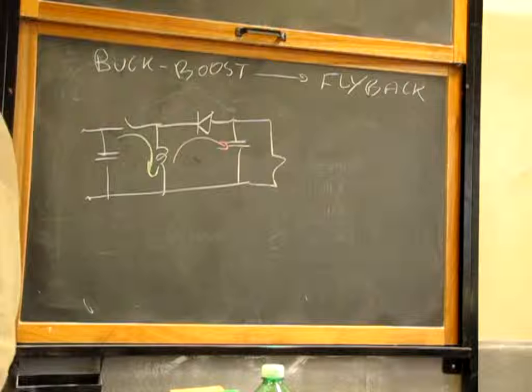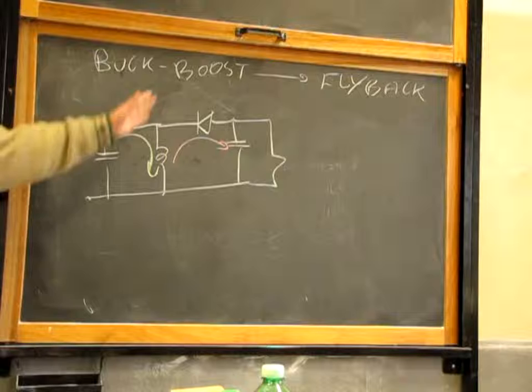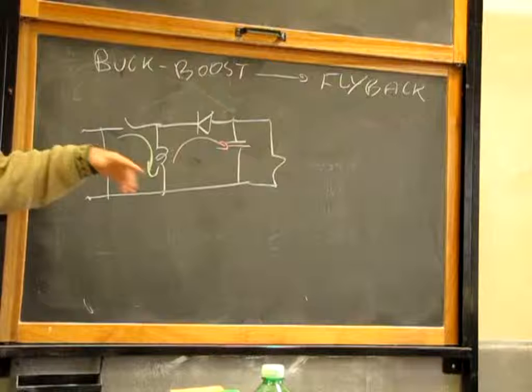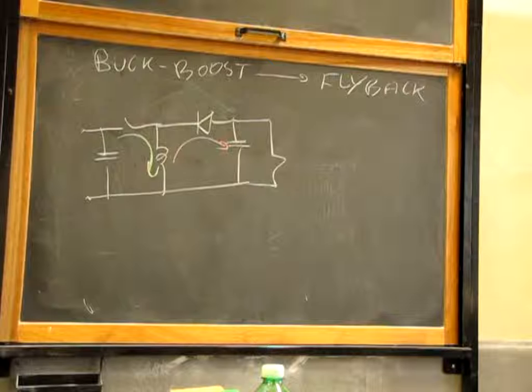Okay, first I store energy, then I release this energy. And this stored energy and this released energy, under what form is it? What kind of energy is it? Magnetic energy. Energy stored into the magnetic field of the inductor.